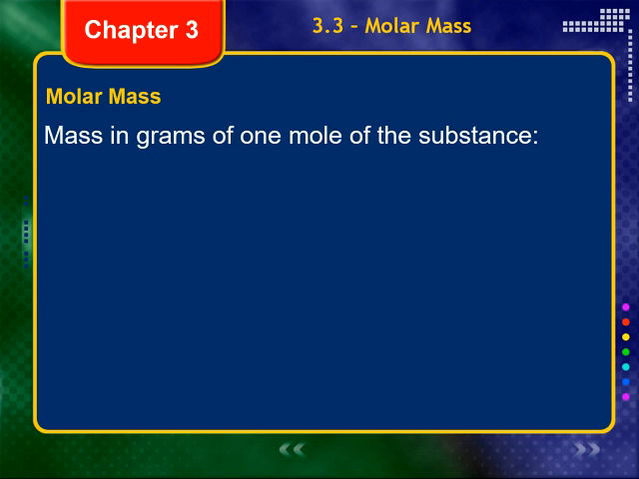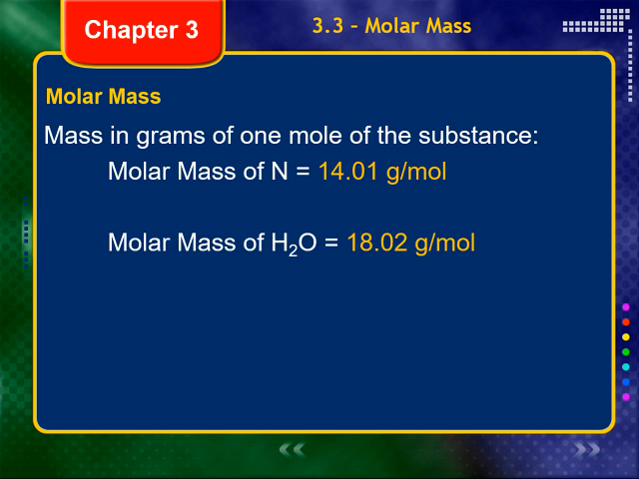It's the mass in grams of 1 mole of a substance. So, molar mass of nitrogen, atomic nitrogen, 14.01 grams per mole. The molar mass of water is 18.02 grams per mole. The reason is you're taking 2 hydrogen atoms, each with an average mass of 1.008 grams, then 1 oxygen atom, 16.00 grams, simply adding those together.